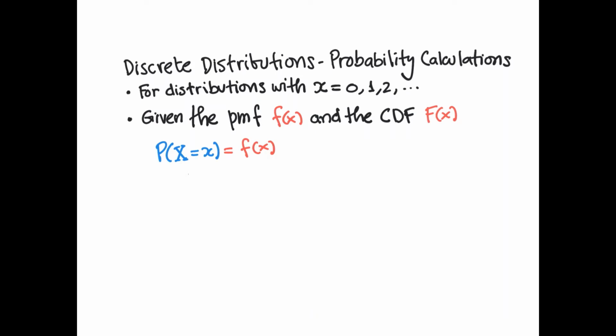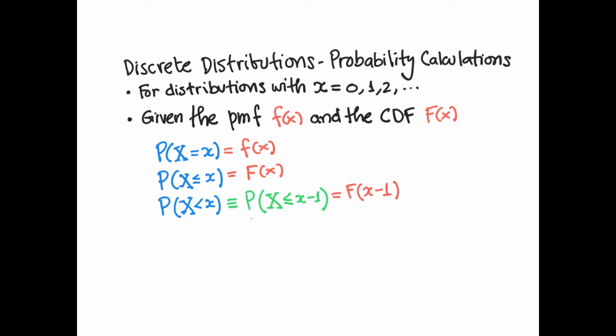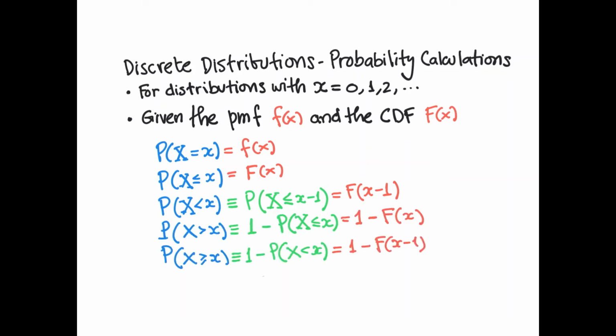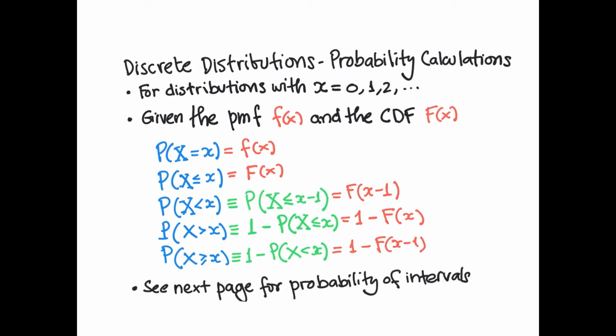But to calculate probabilities in discrete distributions, we're going to provide a series of formulas here. The probability of X equal x is the PMF. For X less than or equal to x is the CDF. And then for X less than x is equal to the CDF of x minus 1. For X greater than x is 1 minus F of x. And for X greater than or equal to x is 1 minus F of x minus 1.